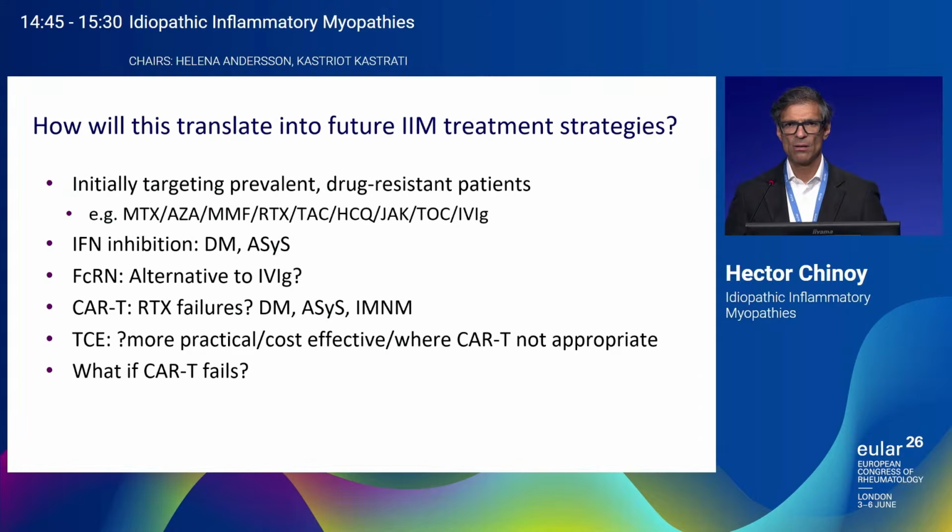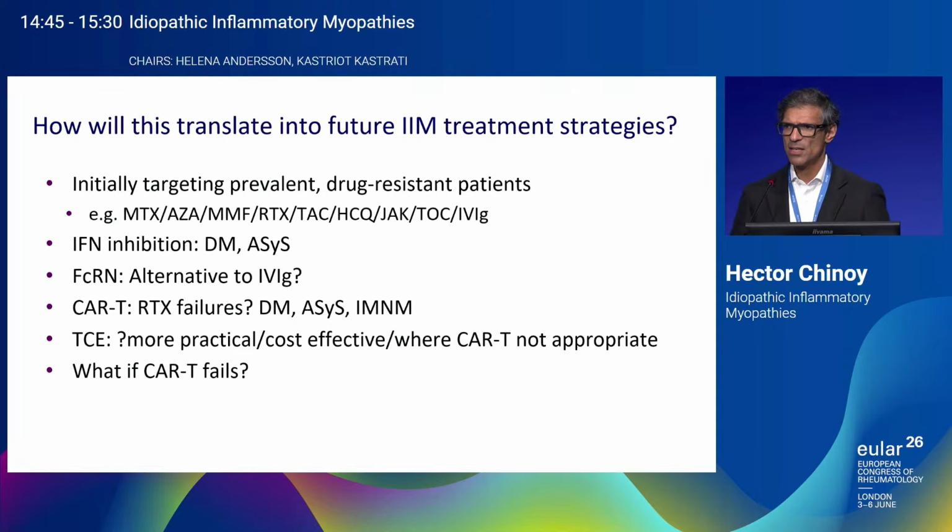Interferon inhibition, I think it's going to be dermatomyositis and antisynthetase syndrome where we're going to be using these therapeutic targets. FcRn is really interesting, and it could be a viable alternative to IVIG. It's certainly a lot more convenient than having to get patients in for days at a time for monthly infusions.